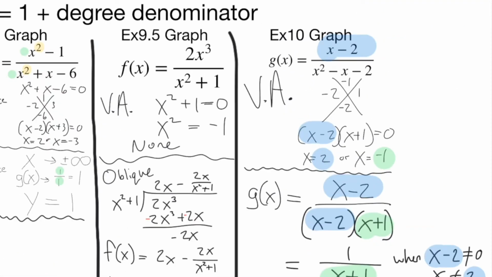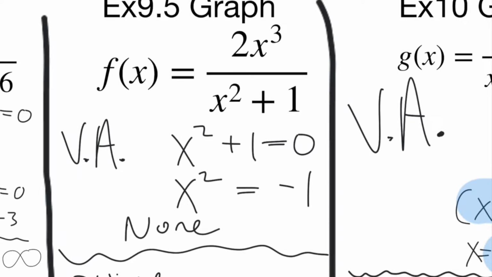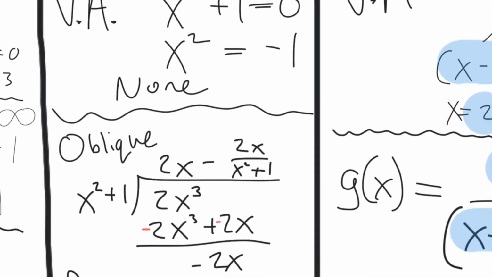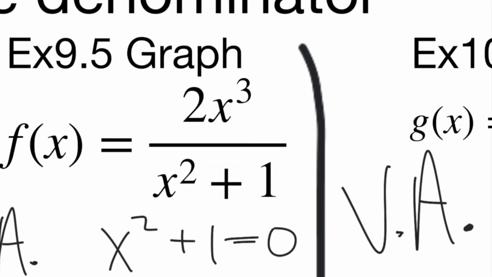Next, graph this example. Are there any vertical asymptotes? No, because the denominator is never going to equal 0, at least there are no real values of x. You might get complex or imaginary numbers, but there are no vertical asymptotes that way. I can predict that there's an oblique asymptote because there's a 3 in the top and a 2 in the bottom. 3 is 1 more than 2.